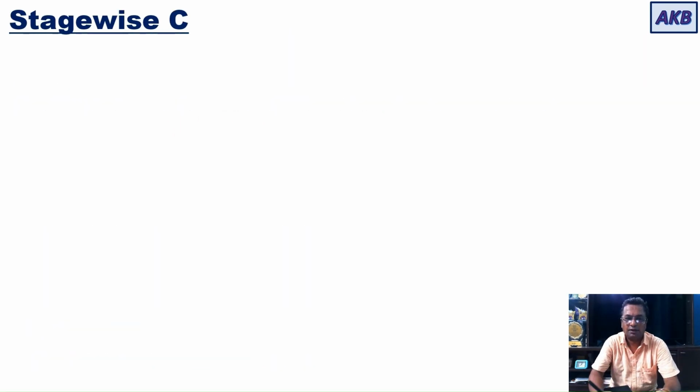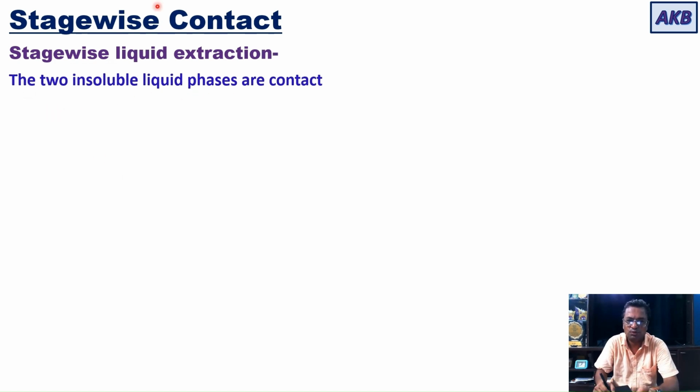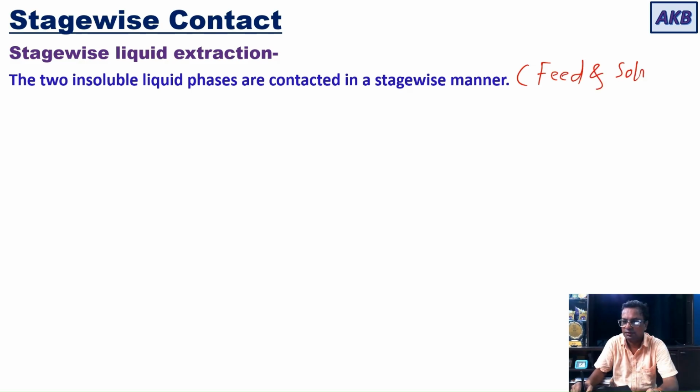First of all, let us know about how stage-wise contact is used to carry out stage-wise liquid extraction operation. In this case, the two insoluble liquid phases are contacted in a stage-wise manner. The two insoluble liquid phases that I am talking about are feed and solvent. So in stage-wise liquid extraction, feed and solvent are contacted with each other in a stage-wise manner.